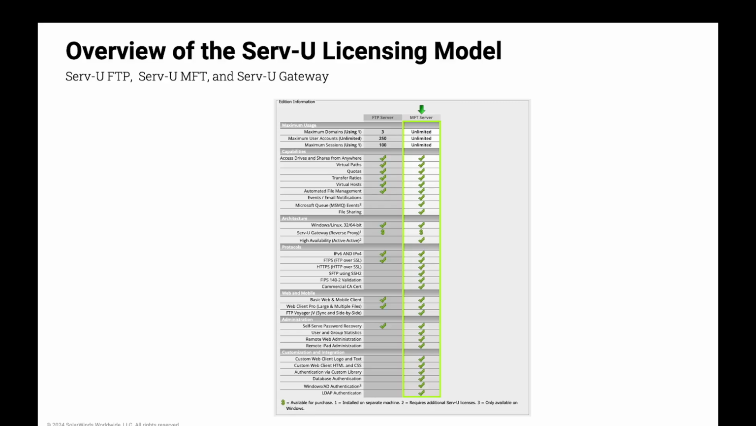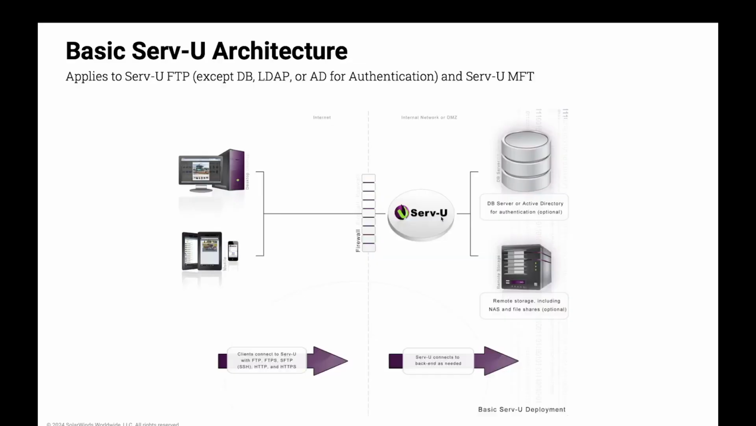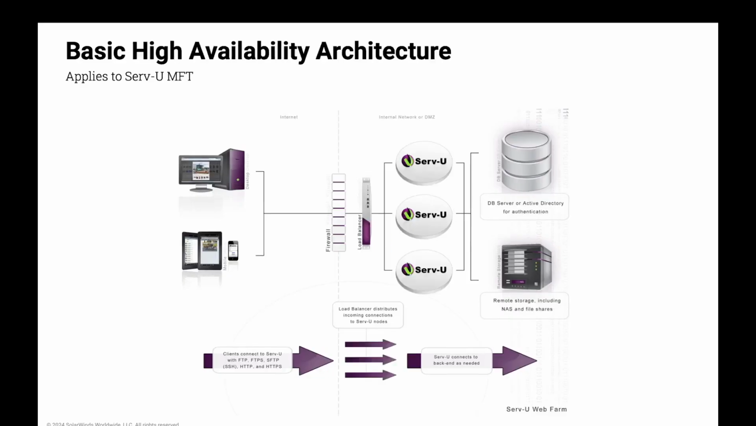Let's take a look at a basic Serv-U architectural diagram now. This deployment model applies to both Serv-U MFT and Serv-U FTP. Both products can utilize external remote storage over the network. However, Serv-U FTP is not able to utilize any external authentication strategies involving a user database, LDAP, or Active Directory. In this configuration, Internet users can connect to Serv-U provided the perimeter firewall allows inbound connections to ports being utilized for file transfer protocols. Users within your internal network can connect to Serv-U as well.